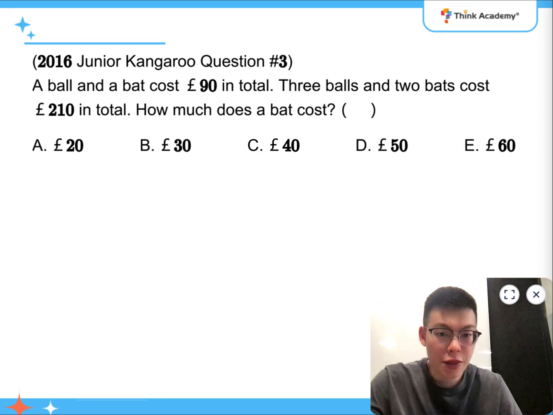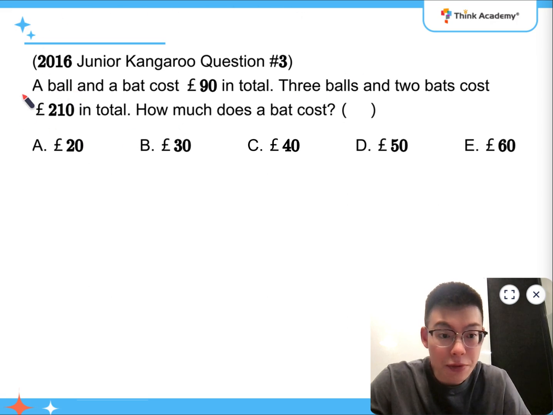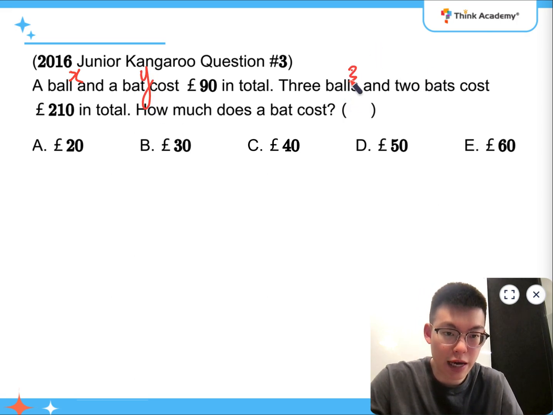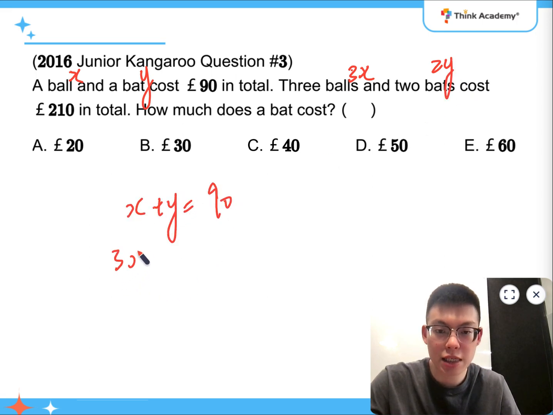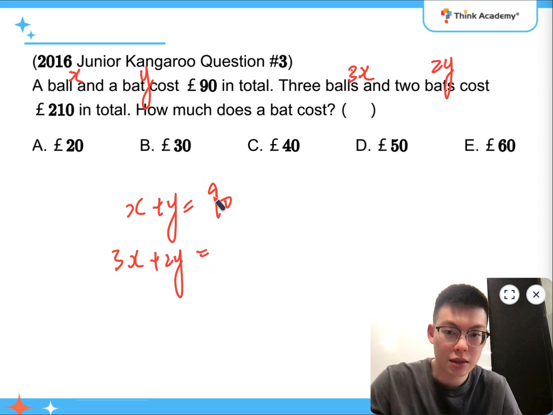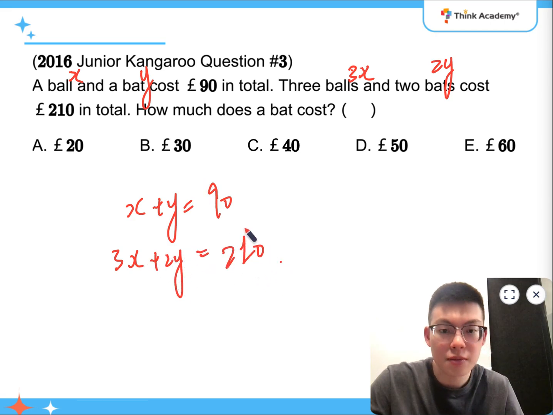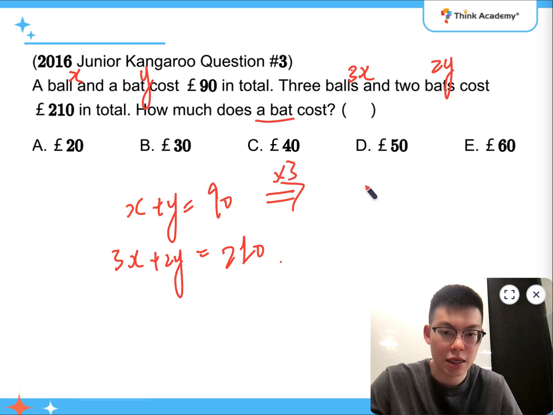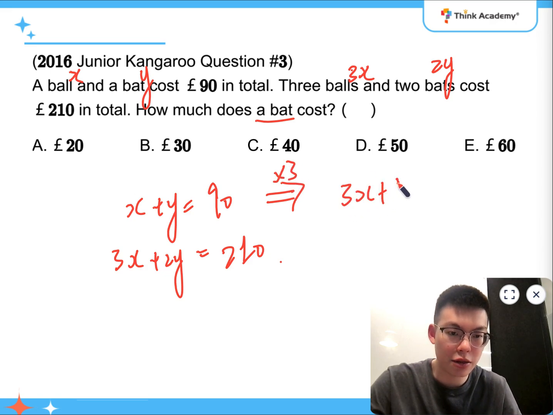And now moving on to the third question, let's say this is another simultaneous equation question. Let's say a ball is x, a bat is y, 3 balls would be 3x, 2 bats would be 2y, so x adding y is 90. 3x adding 2y would be 210. So now if I want to find how much a bat costs, I can just multiply this 3 times to see that 3x adding 3y is 270.